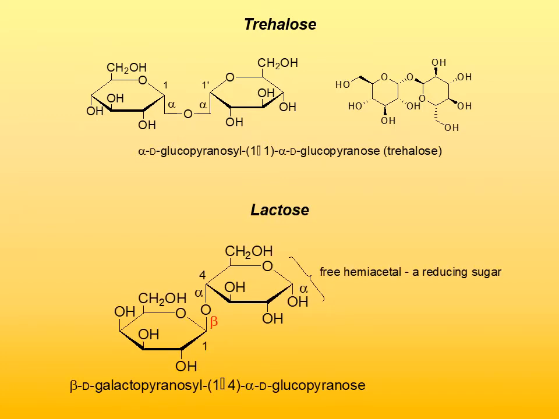And finally, another important disaccharide is lactose. Lactose is also called milk sugar because, of course, it's the main constituent of milk, and it's composed of molecules of galactose and glucose, so it's a heterodisaccharide. Molecules of galactose and glucose are joined by a beta 1,4 glycosidic bond.